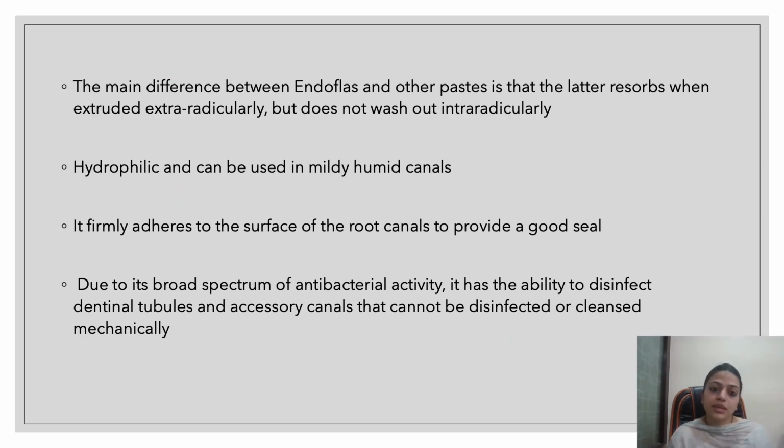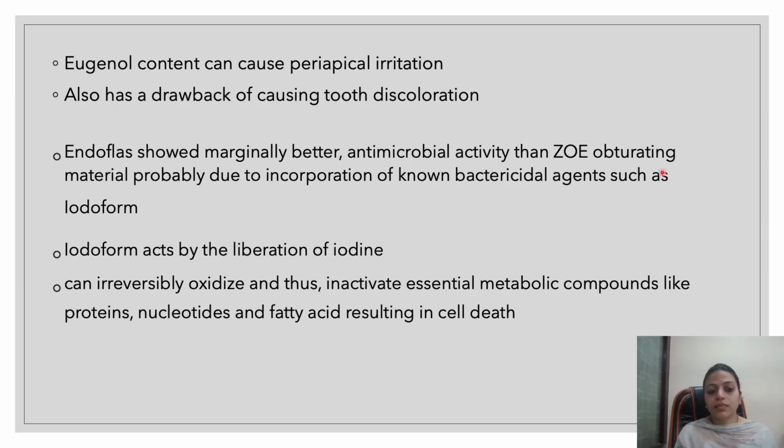Okay, and it has a similar resorption rate when compared with the primary tooth root. Okay, and it is hydrophilic, so even if the canal is mildly humid, then also we can place it. It firmly adheres to the surface of the root canal, provides a very good seal, and due to its broad spectrum of antibacterial activity, it has the ability to disinfect the dentinal tubules and the accessory canals that cannot be disinfected or cleansed mechanically, okay, by the instrumentation. The eugenol content can cause periapical irritation. Also, it has a drawback of causing tooth discoloration.